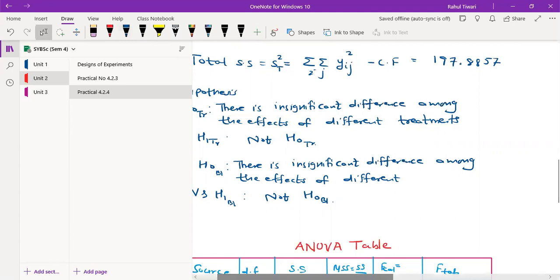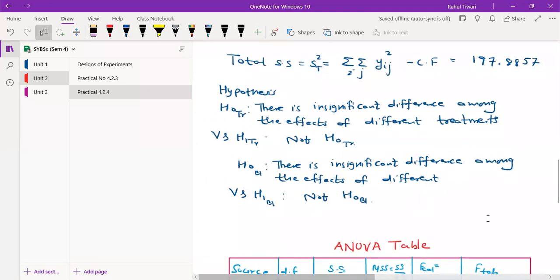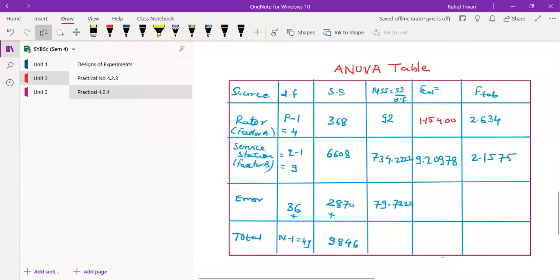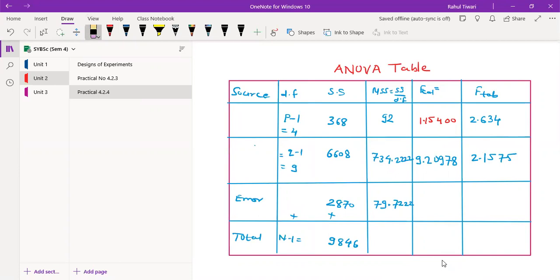And then based on this, we need to create the ANOVA table. So it could be source, everything is the same. Instead of factor A and factor B, I'm going to simply assume treatment and blocks. And total will be the same. P and Q and everything will be the same. This will be changed.